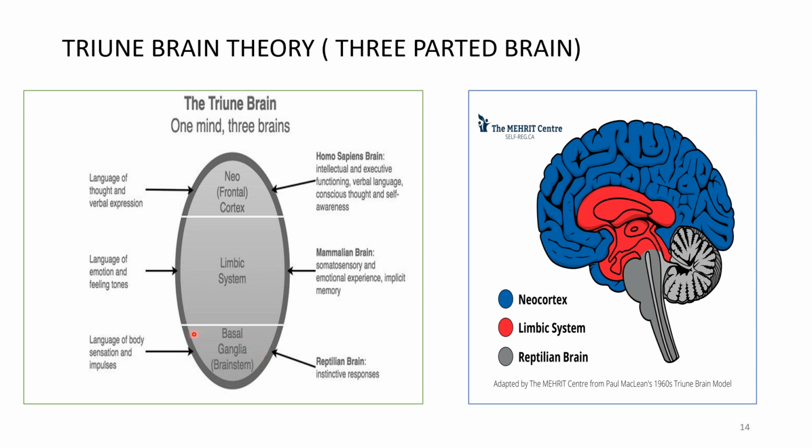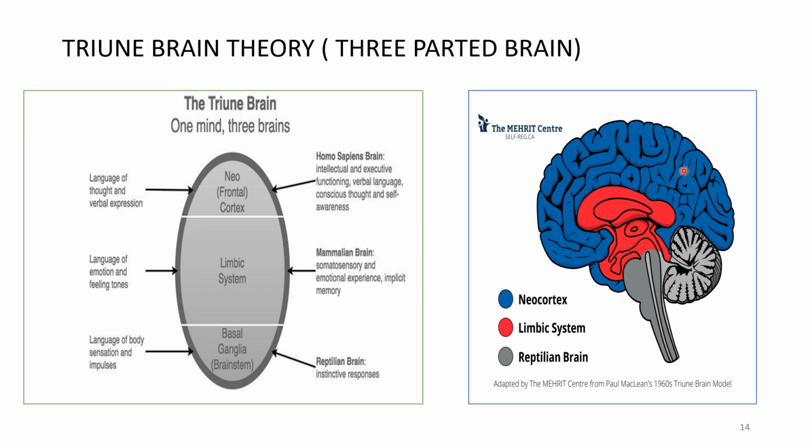So this basal ganglia is well developed in the reptile brains. Limbic system is well developed in the mammalian brain. And this neocortex is well developed in the Homo sapiens brain. So they will perform intellectual and executive functioning, verbal language, conscious thought and self-awareness.